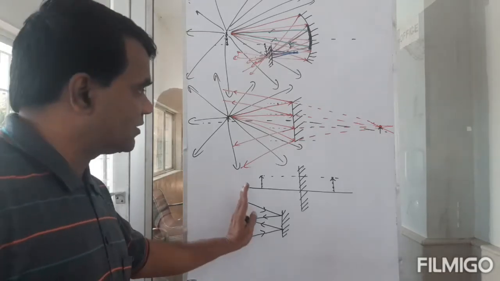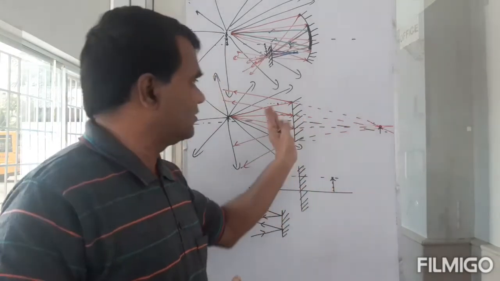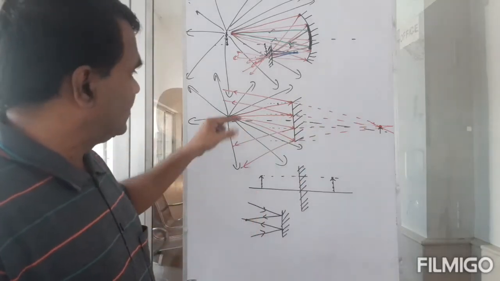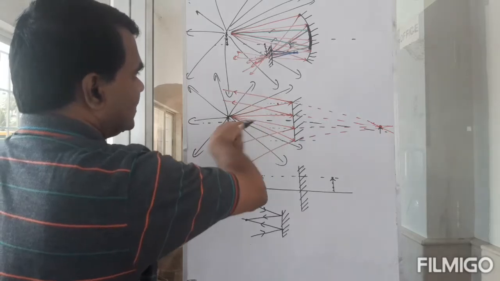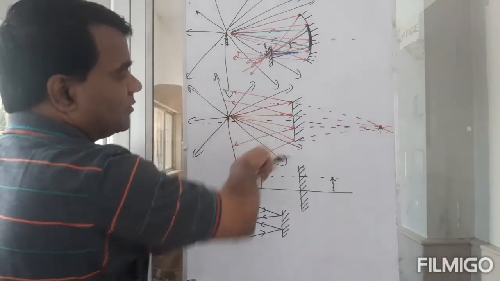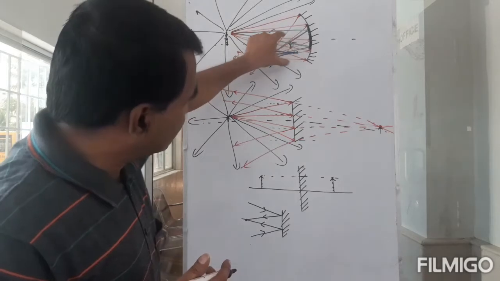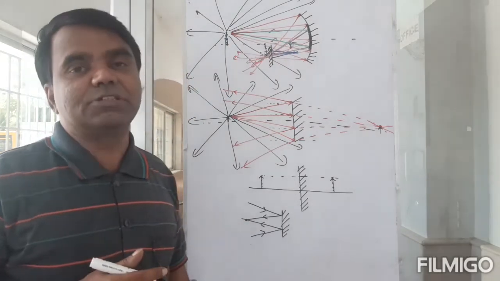This can be captured on a screen. This cannot be captured on a screen. You can only see that it is on the other side of the mirror. This is a virtual image, and that is because the rays reach it like this. But if the rays reach the mirror like this, then it will form a real image.